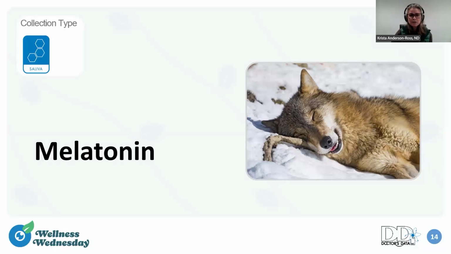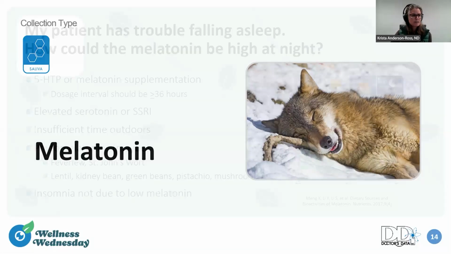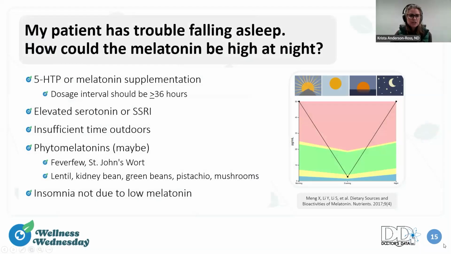So let's talk about melatonin, which can also be measured in saliva. What if your patient has trouble falling asleep, but their melatonin is high at night? That just doesn't make sense. Well, the most common reason for a pattern like this is recent supplementation with melatonin or even 5-HTP. Also, SSRIs and SNRIs could be involved, or consuming foods that contain tryptophan or phytomelatonin.